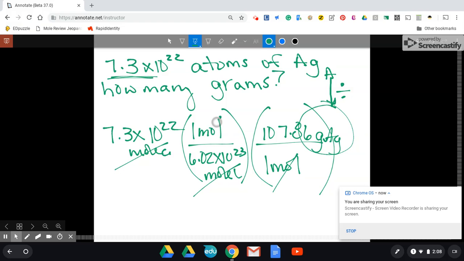So remember, I'm trying to get out of moles. Now put it in your calculator. 7.3 times 10 to the 22nd. You can do this all at one time, times 107.86. I'm going to divide this whole thing by 6.02 times 10 to the 23rd. And I'm going to get 13.07 grams of silver.